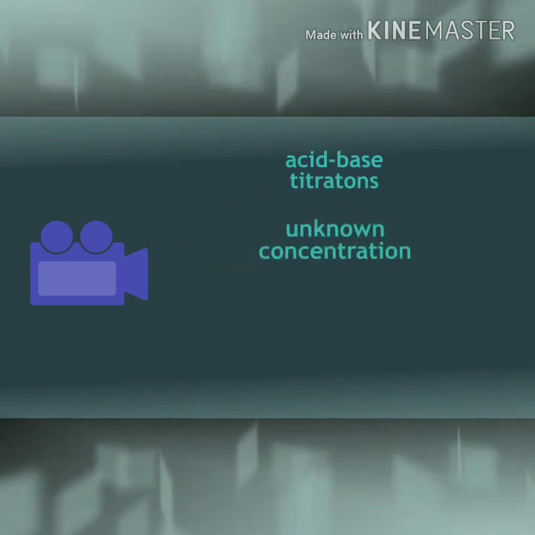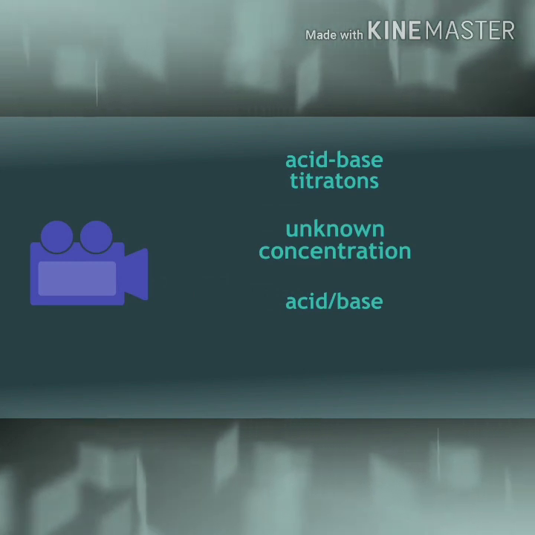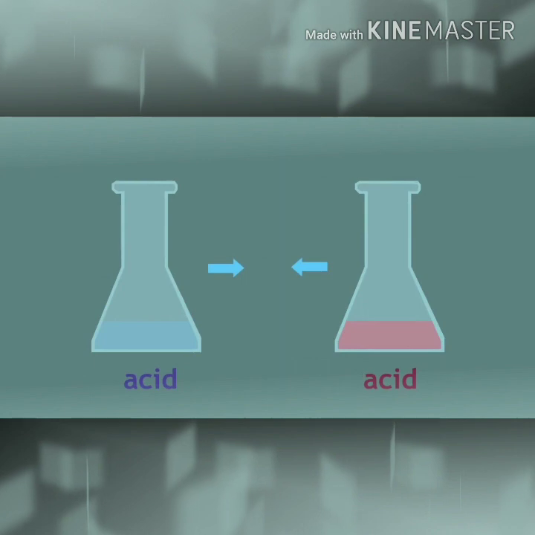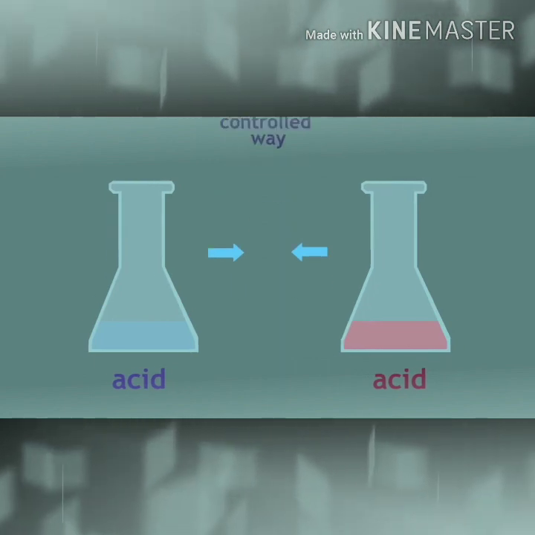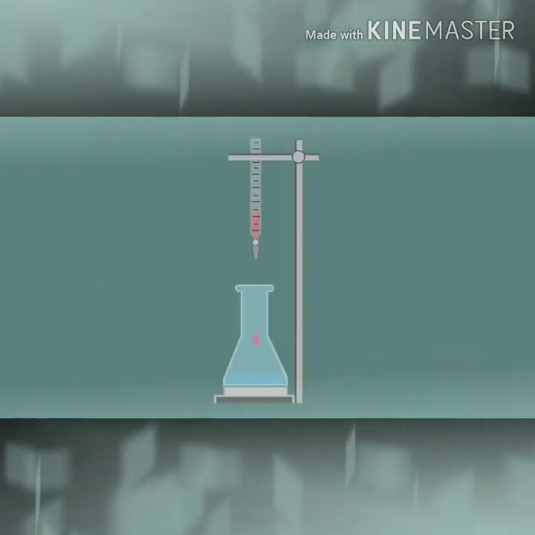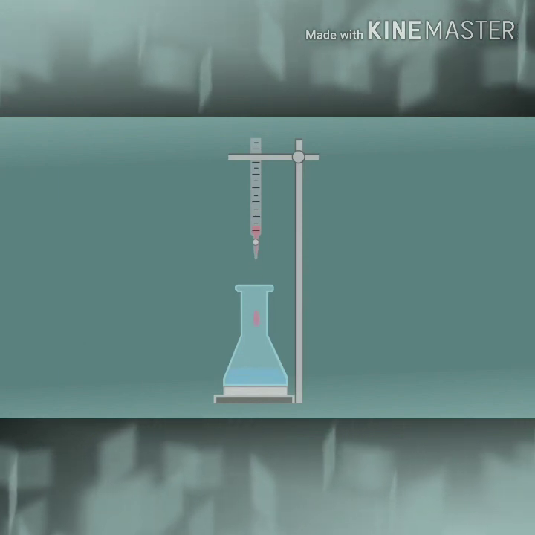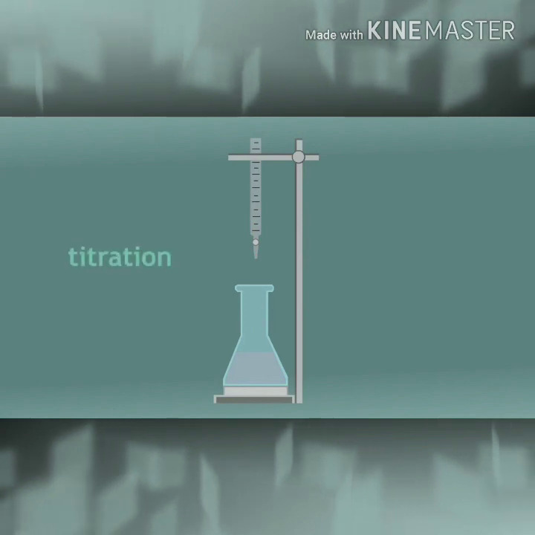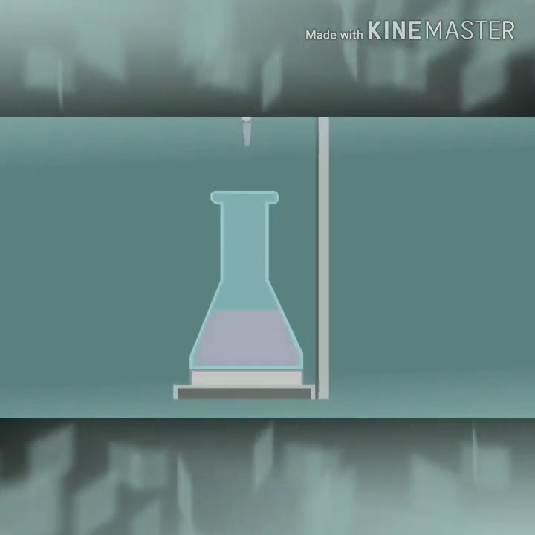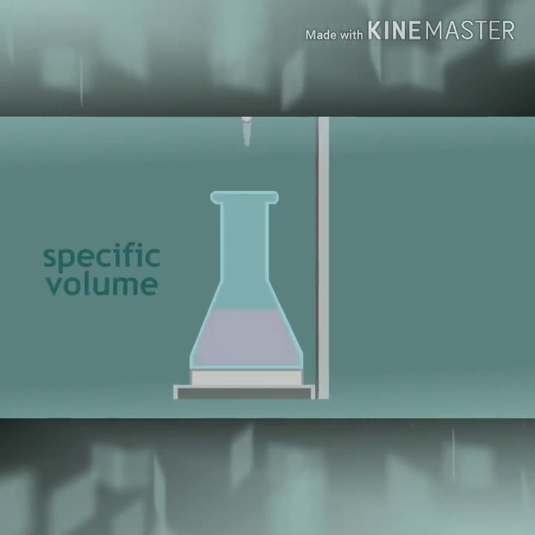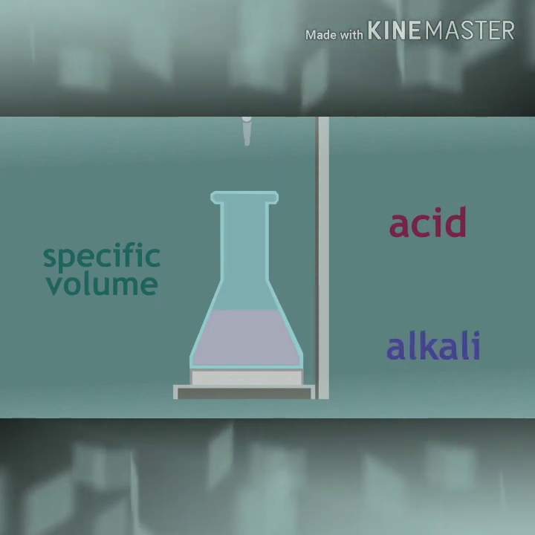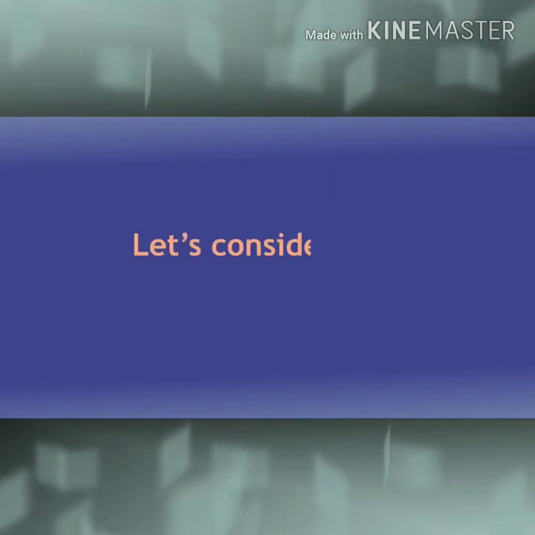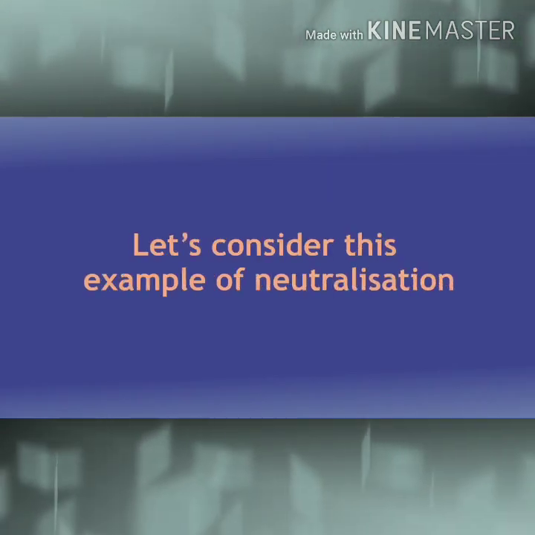And now acid base titration and how to calculate an unknown concentration for acid and base given the balanced equations. We can react acid and base in a controlled way by adding acid to the alkali and, with the help of indicators, the neutralization is achieved. This is called the titration process, and once the indicator changes color at a specific volume of acid and alkali, you have made an endpoint and the titration is complete.